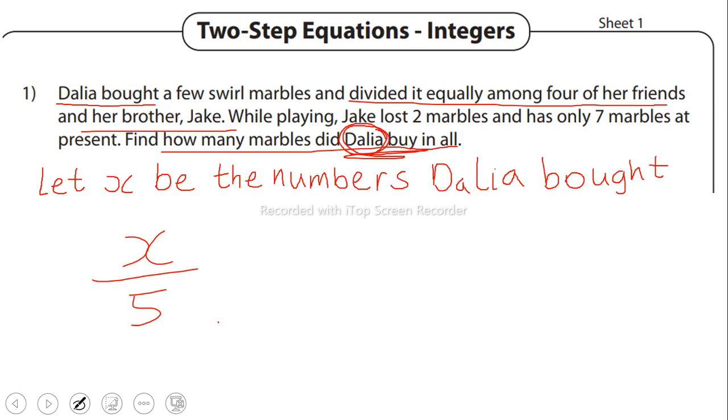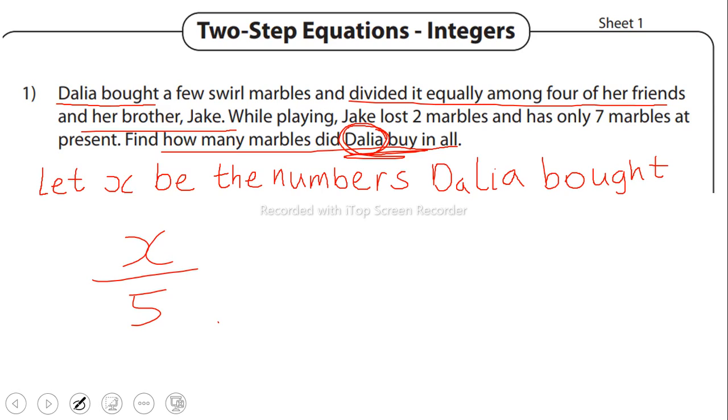While playing, Jake lost 2 marbles and has only 7 marbles at present. Find out how many marbles Delia bought in all. So X is the number of marbles Delia bought, and so X over 5, because she divided them equally among her people.